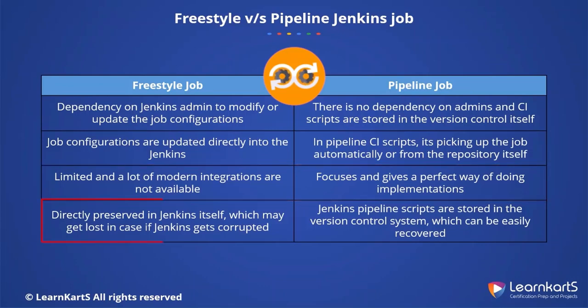A freestyle job is directly preserved in Jenkins. So in case you lose the Jenkins, you will lose the information, the Jenkins jobs also. But in the pipeline, you can still recover it because these pipelines are there in the version control system. So at any moment you feel you want to recover it, you will be able to recover it. So these are some of the advantages, some add-on features which we are going to get over here altogether.